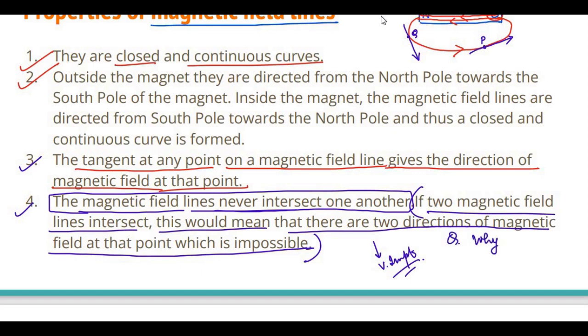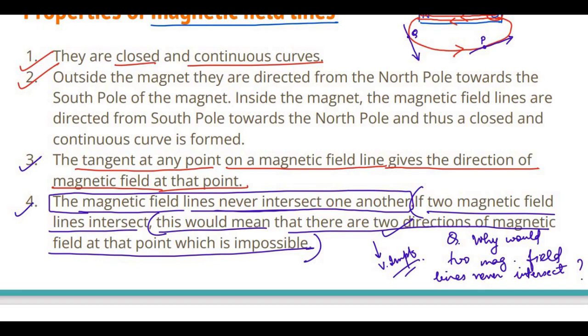Why would two magnetic field lines never intersect? ये आता है. So you have to write the answer that if two magnetic field lines intersect, what would this mean? This would mean that there are two directions of magnetic field at that point.